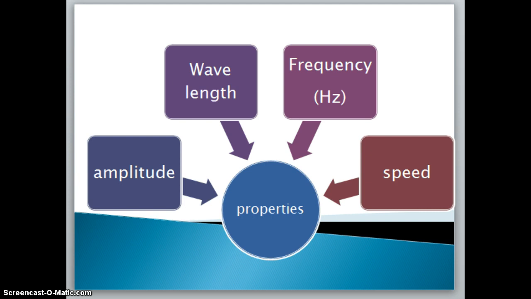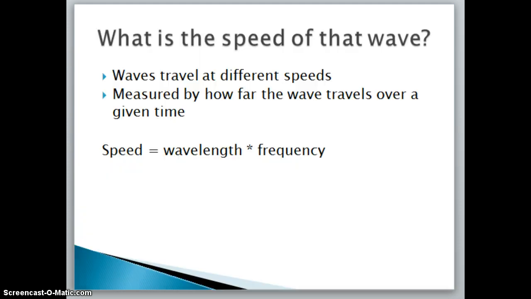So these are some notes that you should take about waves. When we looked at waves the other day, we talked about what waves are and how waves transfer energy. Well, waves have certain properties, and we're talking about mechanical waves. They have amplitude, they have a wavelength, they have a frequency that's measured in hertz, and they have a speed. So waves travel at certain speeds depending on the medium that they're traveling through.